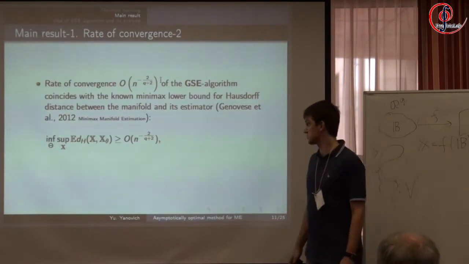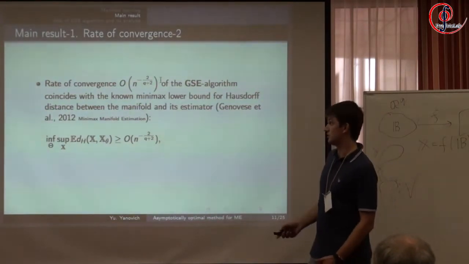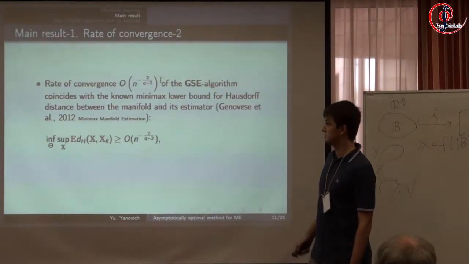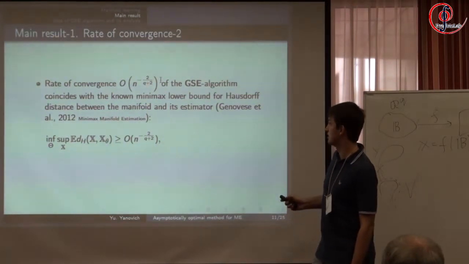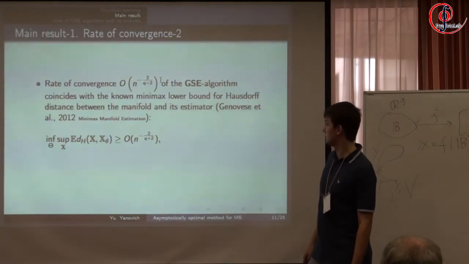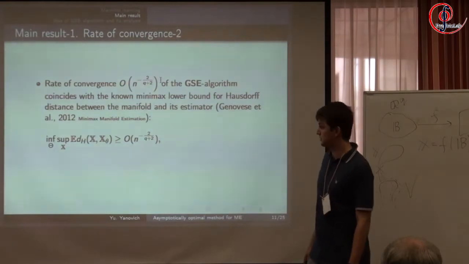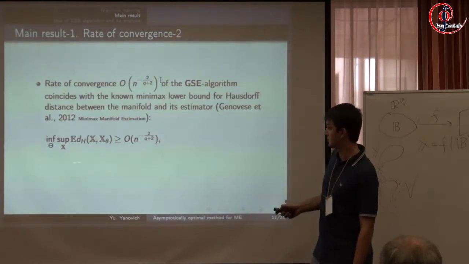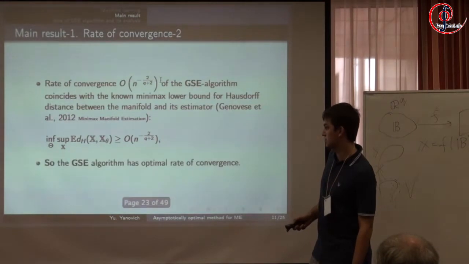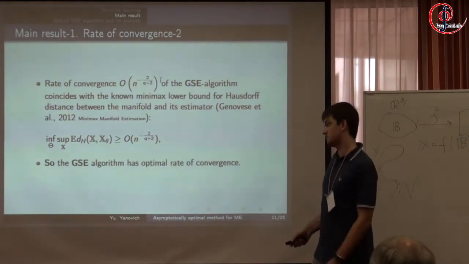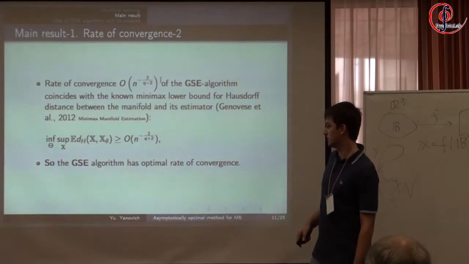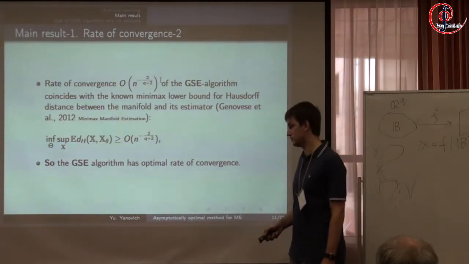And you may ask, so what? The main thing is that this rate of convergence coincides with the known minimax lower bound for the Hausdorff distance between the manifold and its estimator, provided by the following inequality. So we may say that the GSE algorithm's solution provides the optimal rate of convergence for the manifold learning problem.